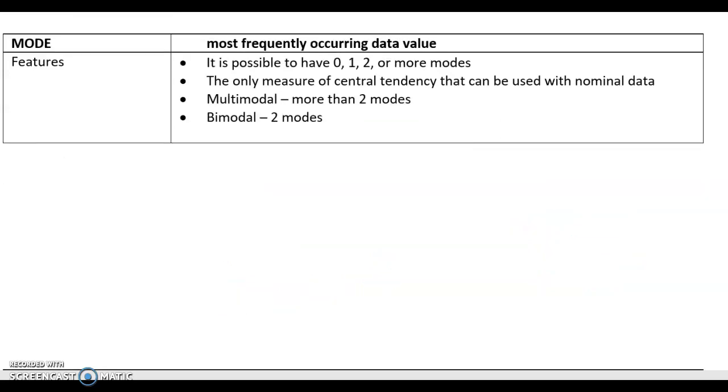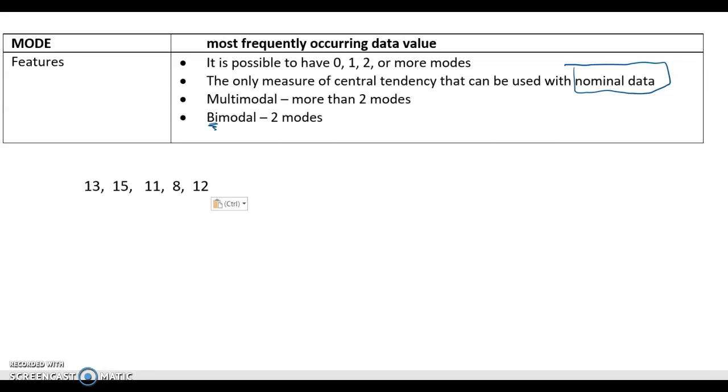Our next measure of center is the mode, which is the most frequently occurring data value. It's possible to have any amount of modes. It could be 0, 1, 2, 5, or more. It's the only measure of central tendency that can be used with nominal data. Something could be multimodal, having more than two modes, or if something has exactly two modes, you would call it bimodal. Looking at our original data set of 13, 15, 11, 8, and 12, you can see that there's nothing repeating. So we would say there's no mode.